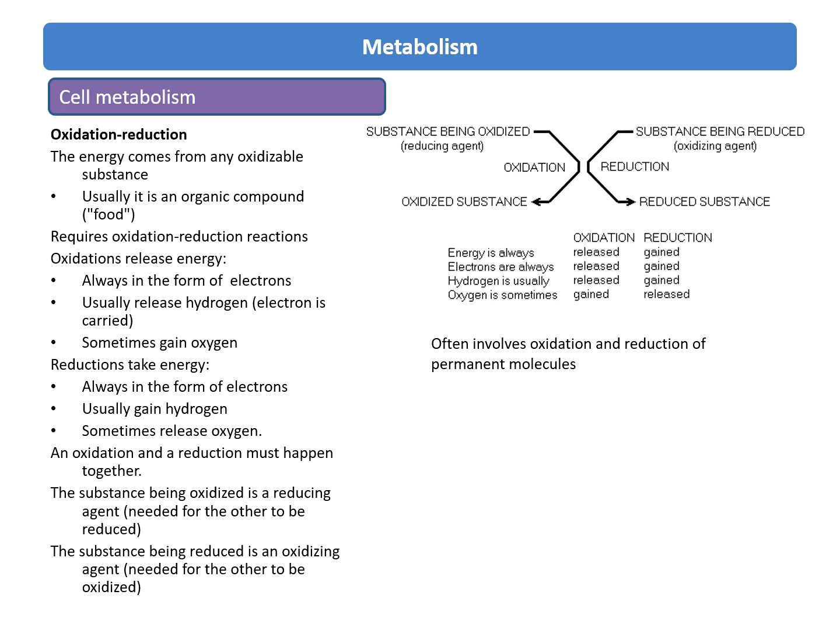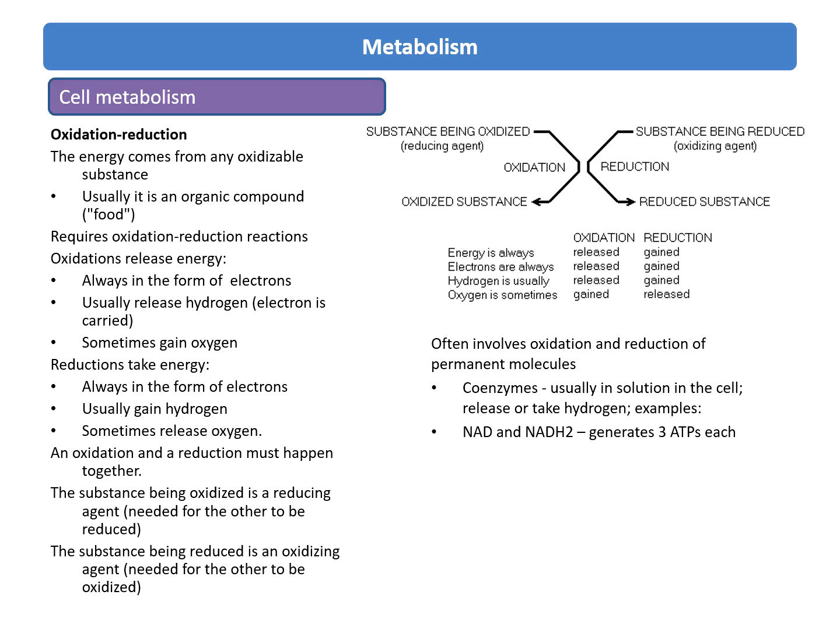It often involves oxidation and reduction of permanent molecules. These are part of the machinery of a cell. Coenzymes, for example, are usually in solution in the cell. They release or take hydrogen when they're oxidized or reduced. Examples include NAD and NADH2. These generate roughly 2 ATPs each. Another example is FAD and FADH2. They generate roughly 2 ATPs each. By the way, NAD stands for nicotinamide adenine dinucleotide, and FAD is flavin adenine dinucleotide.